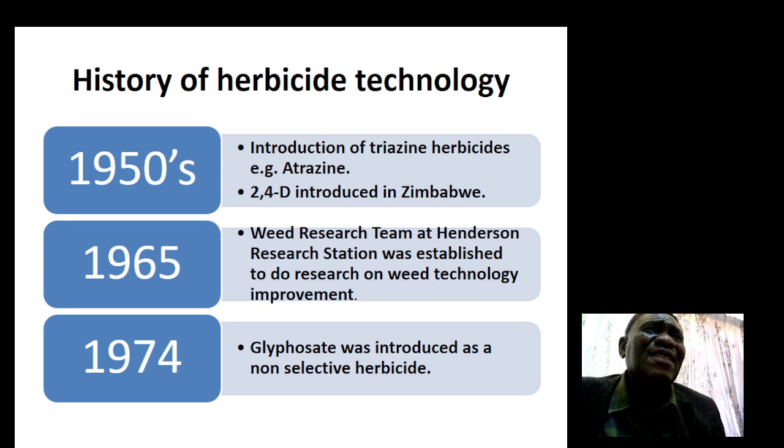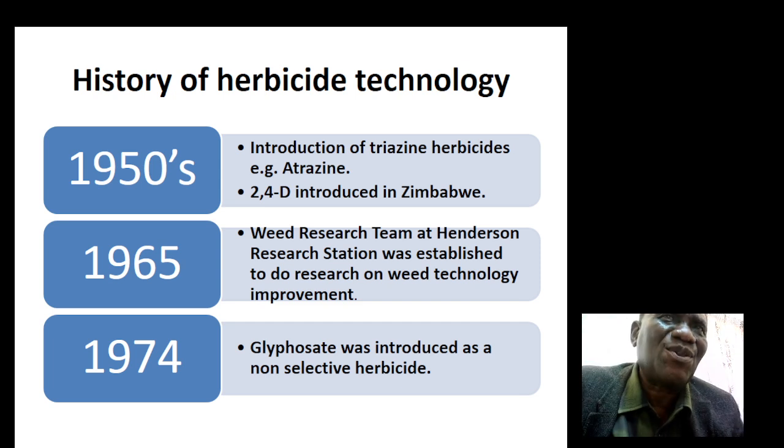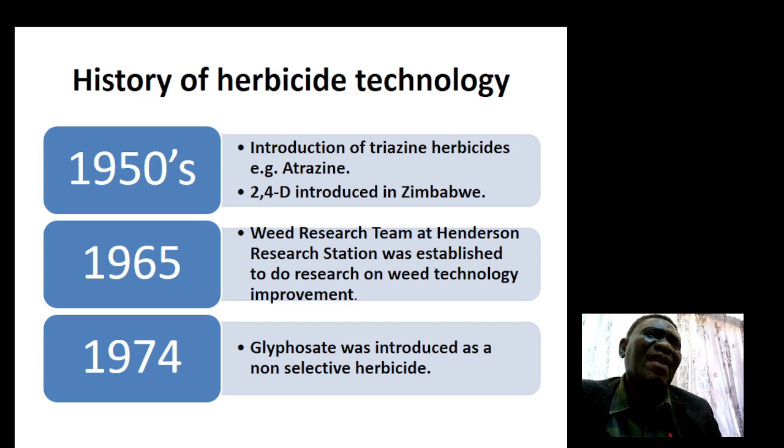In 1965, we had the weed research team establishment at Henderson Research Station, which was supposed to research on weed technology improvement, specifically focusing on the use of herbicides. By 1974, glyphosate was introduced as non-selective herbicide.